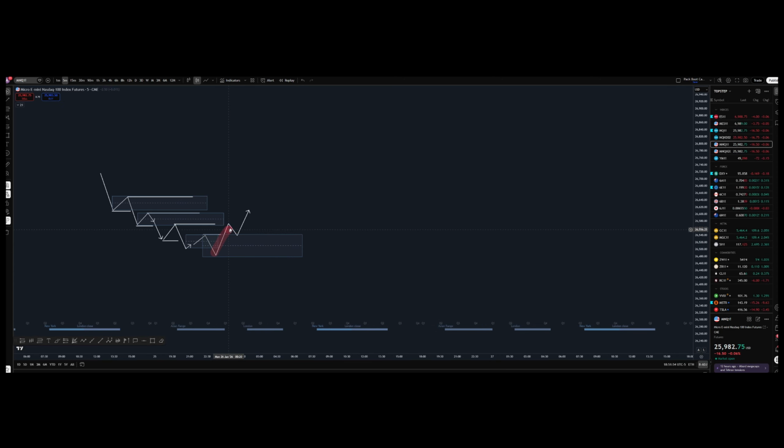Once we break that high, we then have a protected low as soon as we get the candle closes above here. So we can have stop losses under there.